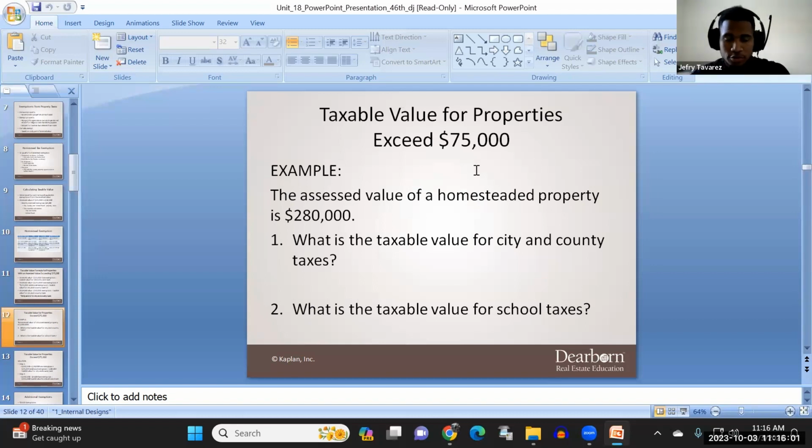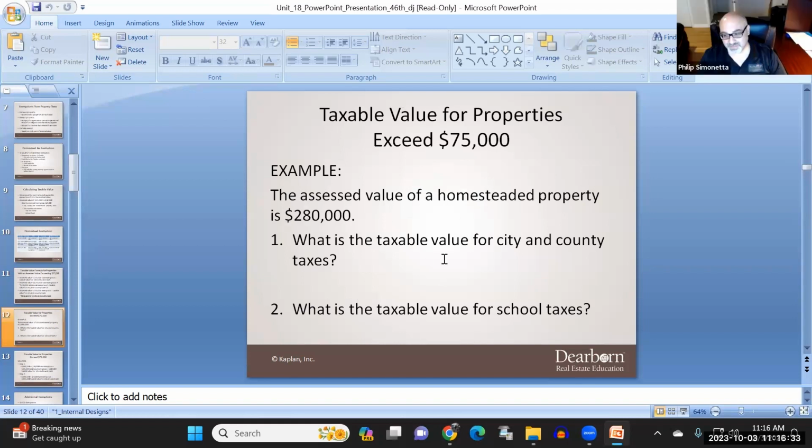I would actually rather you do those because I'm still grasping the ideas. Let's remember, when you're over 75,000, how much do you get off the city and county? 50. Right, 25 and 25, right? Yep. So that would make it 230, right? Yes. And what is the amount for school taxes always? 25. So that would make it what? 255.